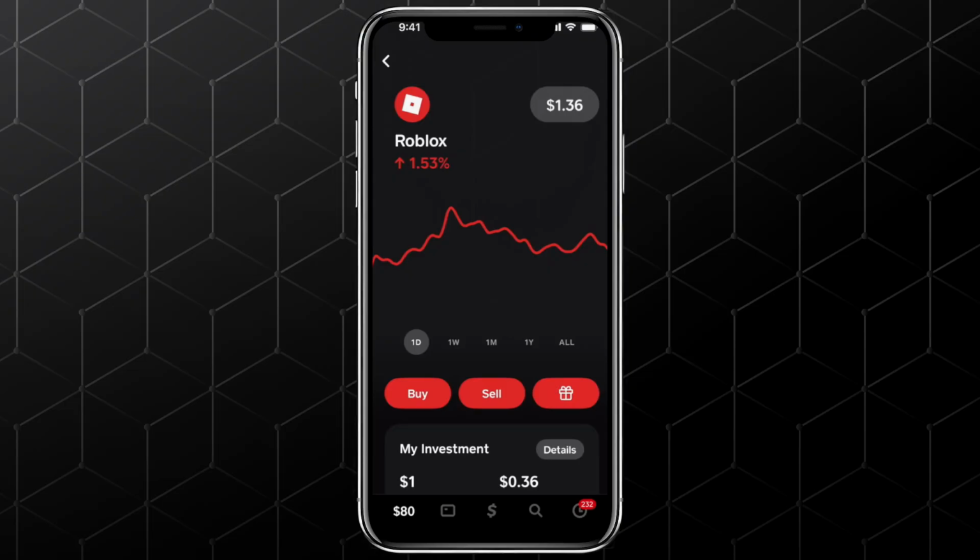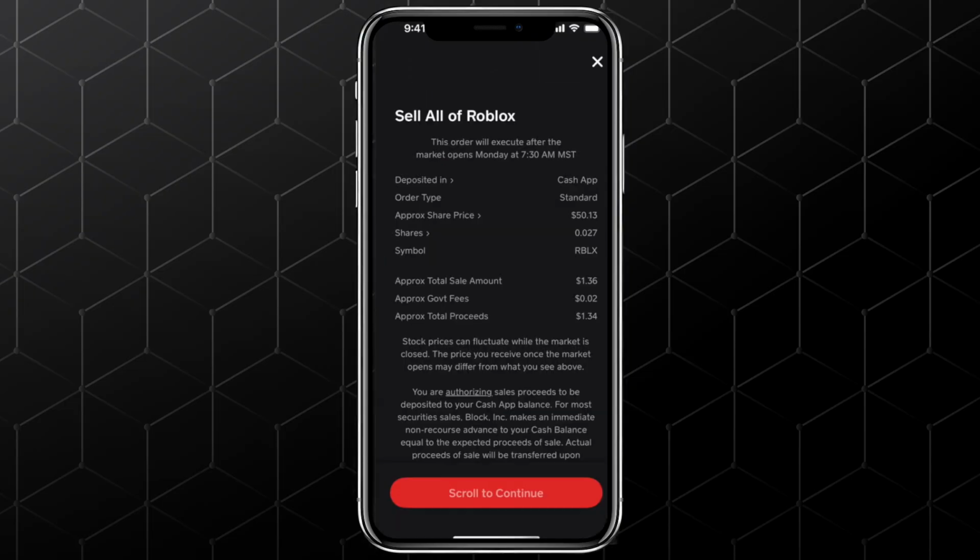To monitor your investments, regularly check the Stocks section to see how your portfolio is performing. When you're ready to take profits, simply tap on the stock you want to sell, select Sell, and choose whether to sell immediately or schedule the trade for when the market opens. After the sale completes, the money from your stock sale will appear in your Cash App balance.